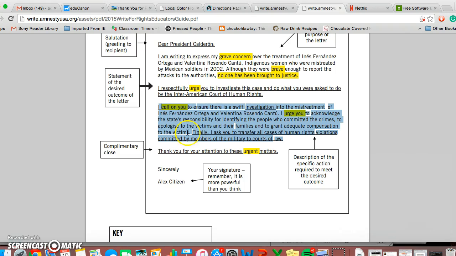Notice, again, we're still being very polite. No one's calling anyone names or getting crazy. We're just saying, I call on you. I urge you. Thank you for your attention to these urgent matters. It's very much like I'm a concerned citizen is the thing that you're trying to convey.